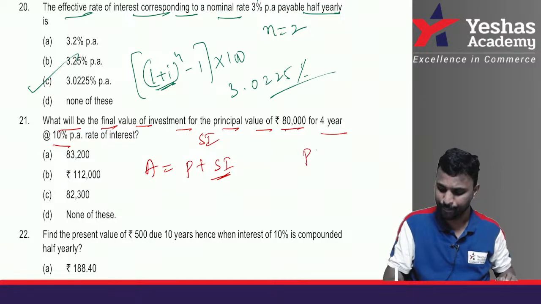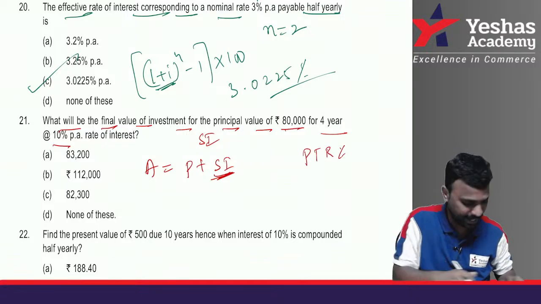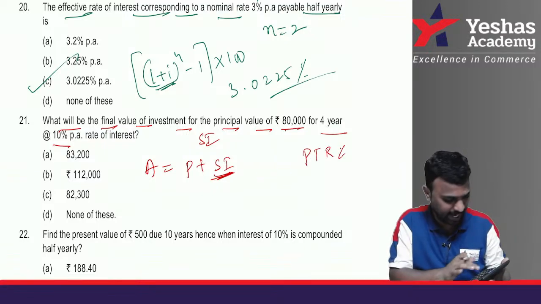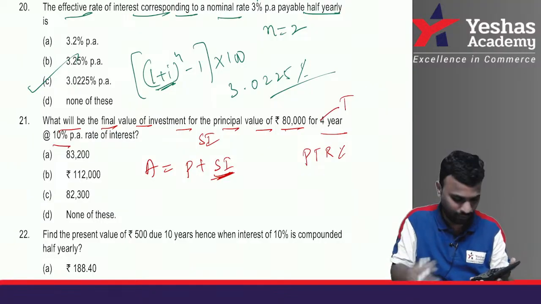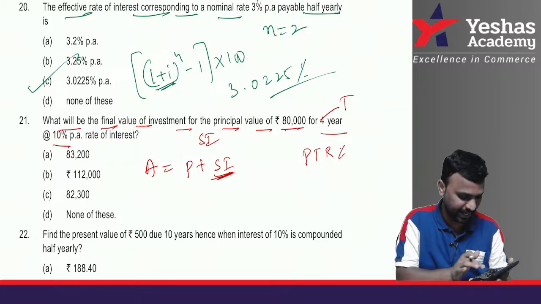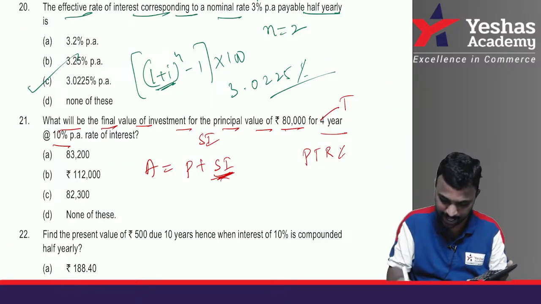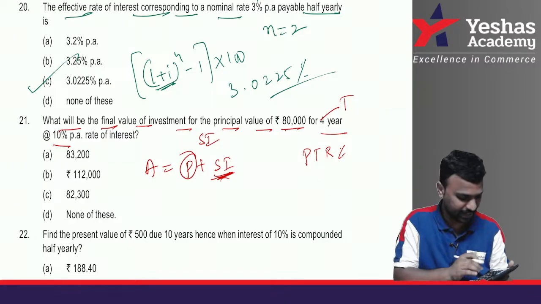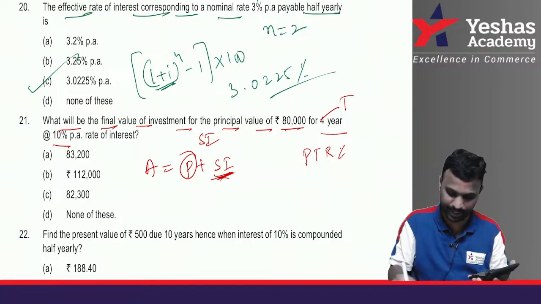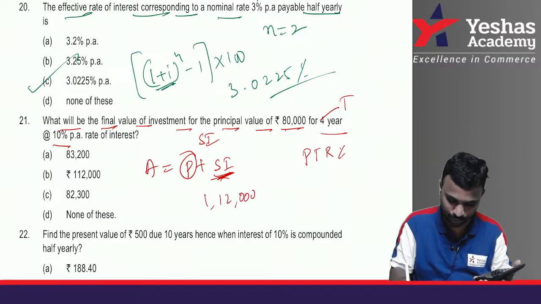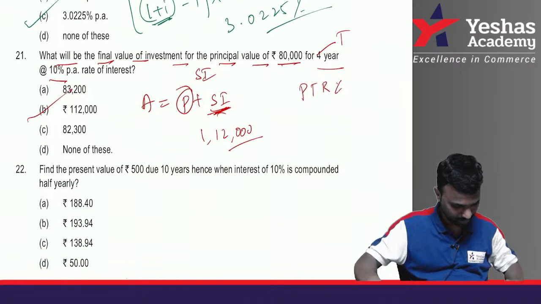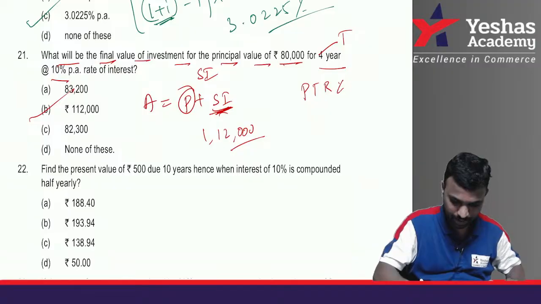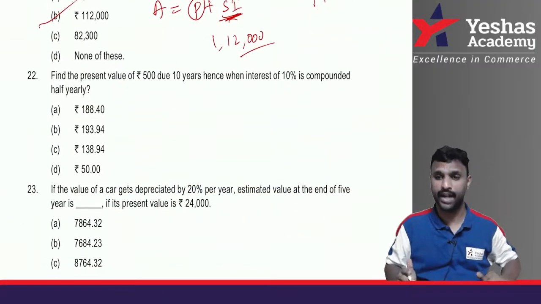Guys, what is SI? PTR percentage. Find out this SI. What is P here? P is 80,000. 80,000 into time, which is 4 years, into rate of interest 10 percentage. So you get SI, plus principal. Principal is 80,000. The result is 1,12,000. Yes or no? Option B is the right answer. Have you understood? Let's move on to the next question.